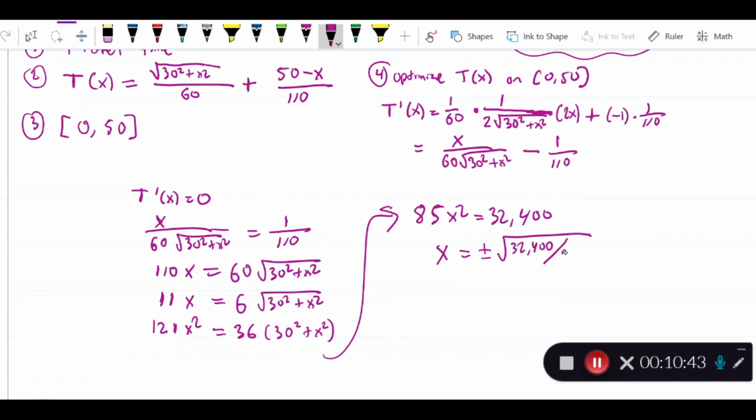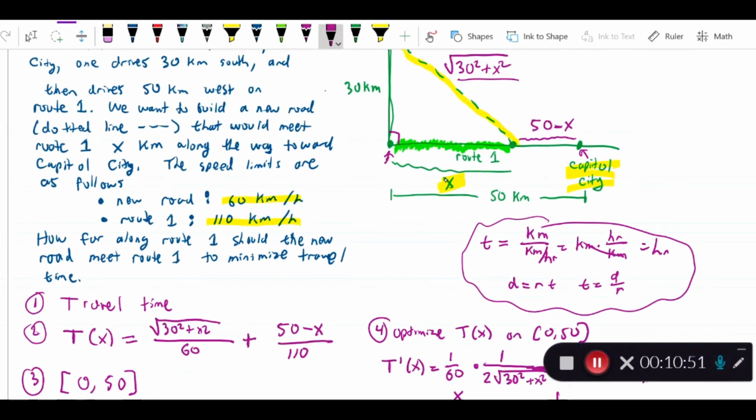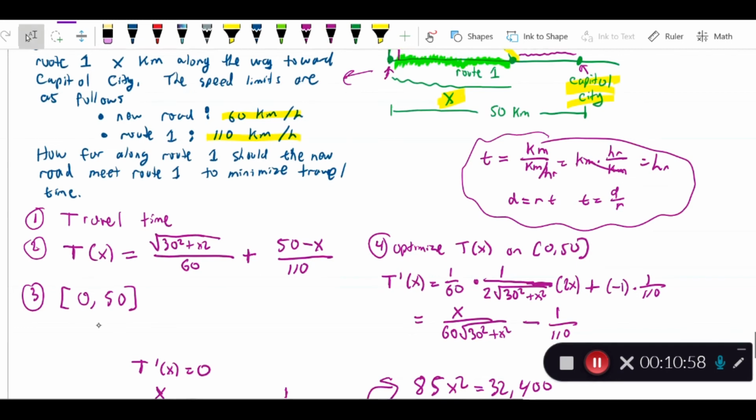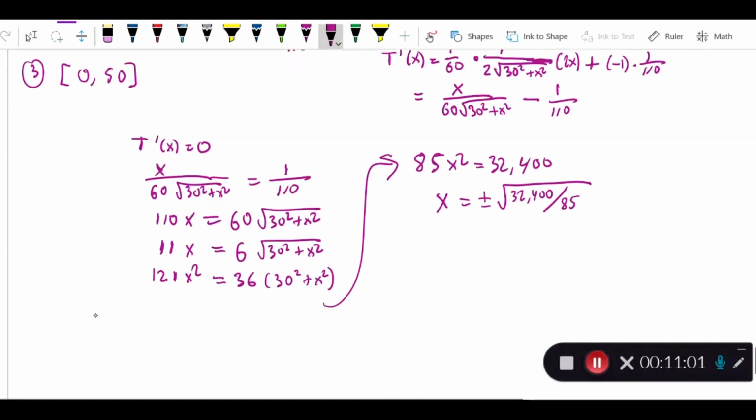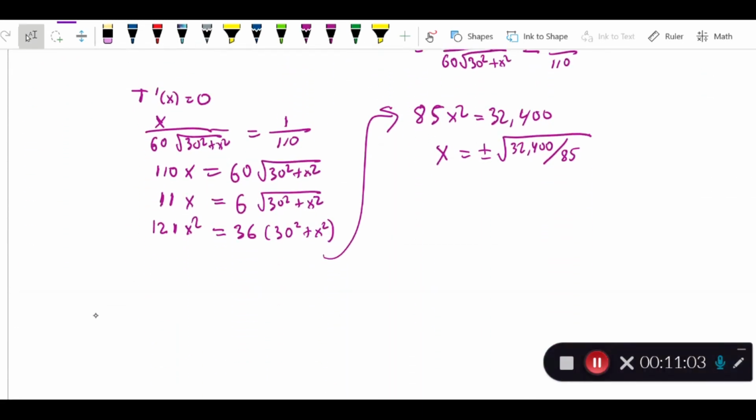32,400 over 85. And of course we know that we're not interested in negative solutions of x because we're certainly not interested in putting x way back there. We've already determined the feasible domain of x is 0 to 50, which is all positive. So that comes out to approximately, I'm just going to cross out the negative solution, so that becomes approximately equal to positive 19.52.